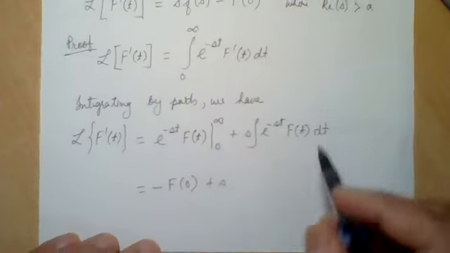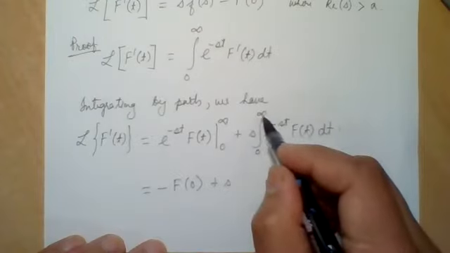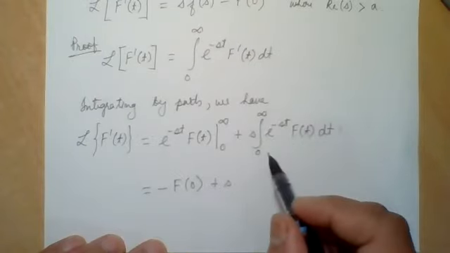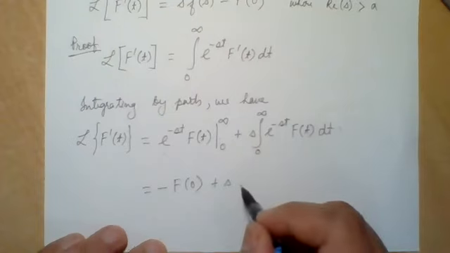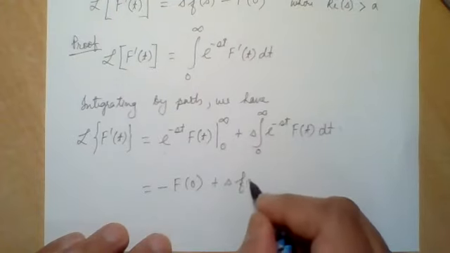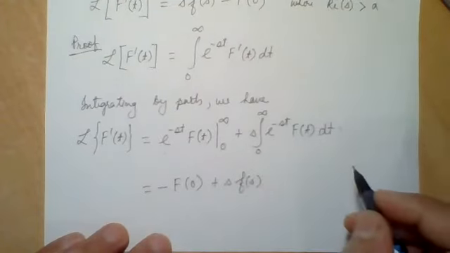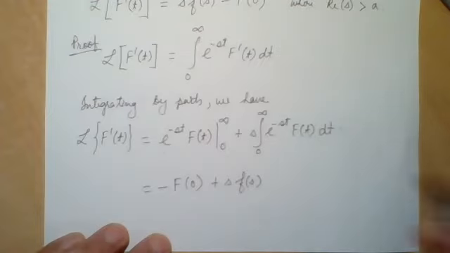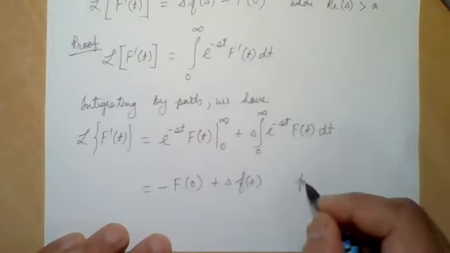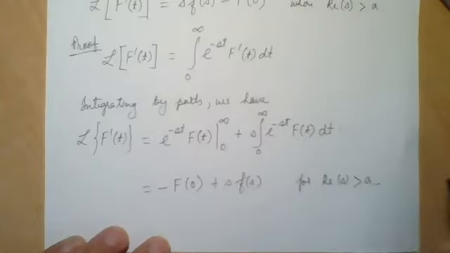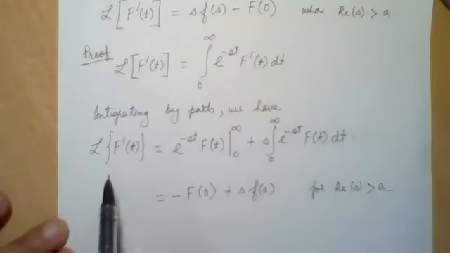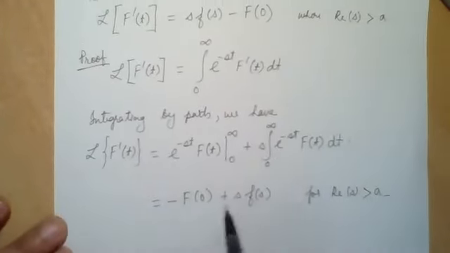Plus s times, and this is from 0 to infinity. And what is this? This is the definition of the Laplace transform of f of t. So this is s times F of s, for real part of s greater than a. So the Laplace transform of the derivative is s times F of s minus the value of the function at the origin.